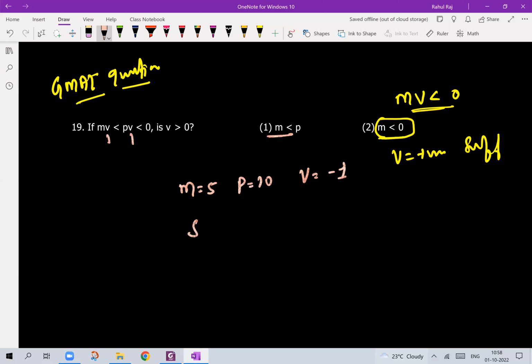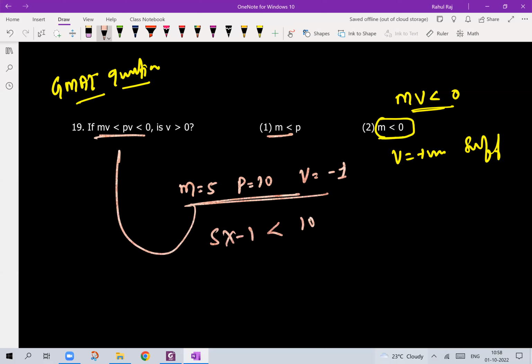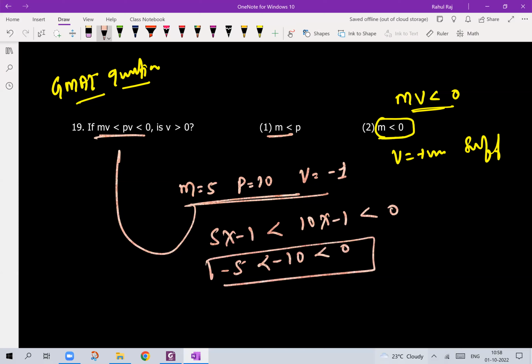So now you see 5 into minus 1, because you have taken these numbers. Now these numbers should also satisfy the information that is given to you. Because if it is not being satisfied, then you are not supposed to take such numbers at all. Now see here, 5 into negative 1 less than 10 into negative 1 less than 0. Is this possible in math? This is nothing but minus 5 is less than minus 10 is less than 0. No. Minus 5 is not less than minus 10. Minus 5 is greater than minus 10. So this condition is not possible in math.